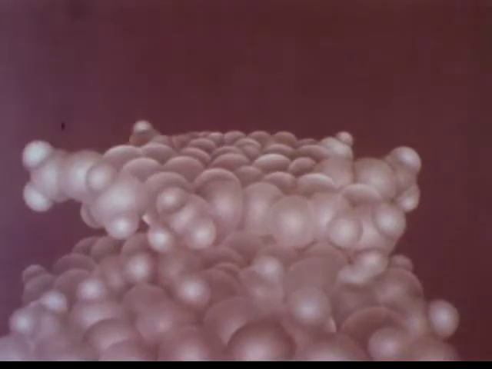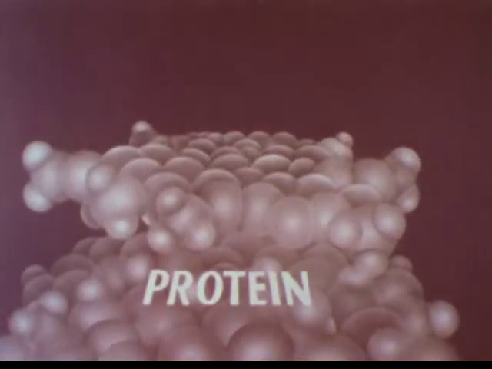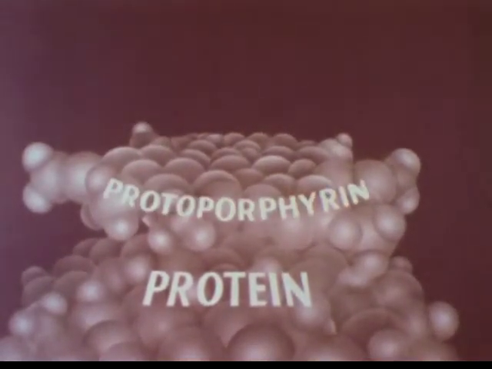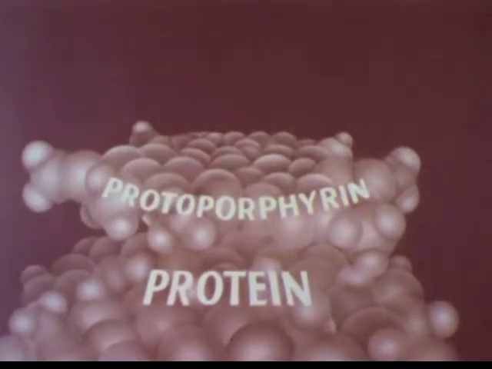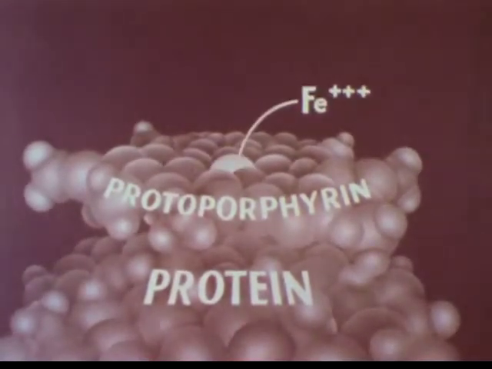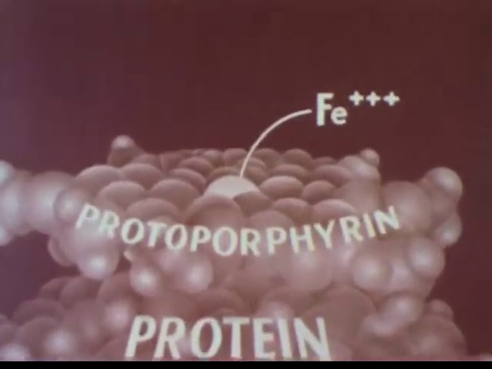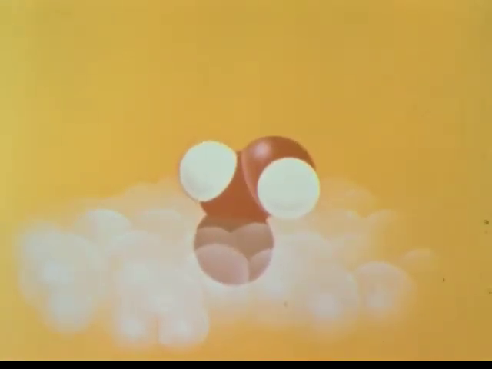This representation shows that peroxidase has a complex structure. The largest part is a protein. Attached to the protein is a flat portion called a protoporphyrin. And in the center of the flat surface is a ferric ion. A hydrogen peroxide molecule wandering through the liquid combines with the ferric ion of the peroxidase to form an intermediate molecule.